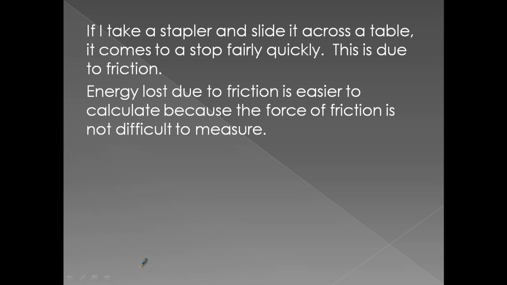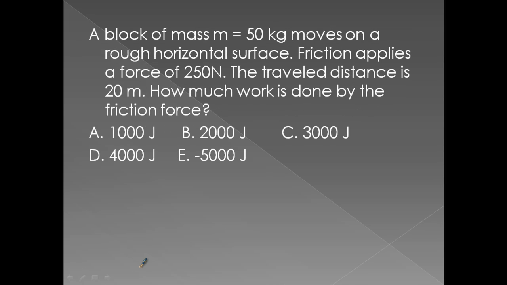Alright, so if I take a stapler and I slide it across the table, it comes to a stop fairly quickly. This is due to friction. Energy loss due to friction is easier to calculate because the force of friction is not difficult to measure. We need to remember our formula for the force of friction. It's pretty simple. So we're going to apply that same principle to this.